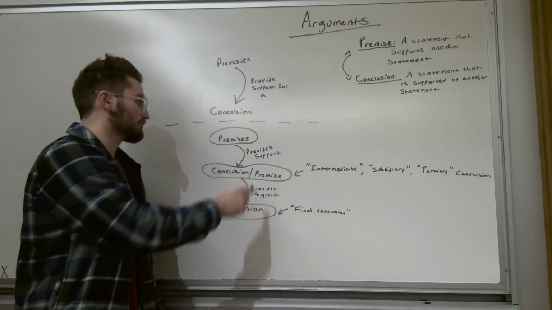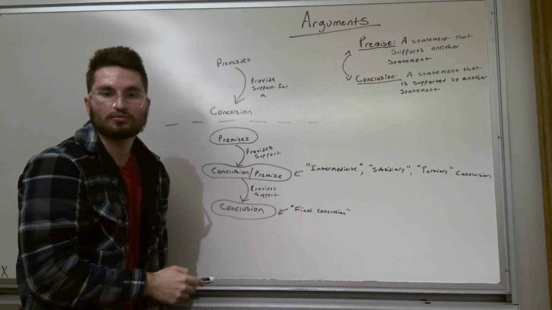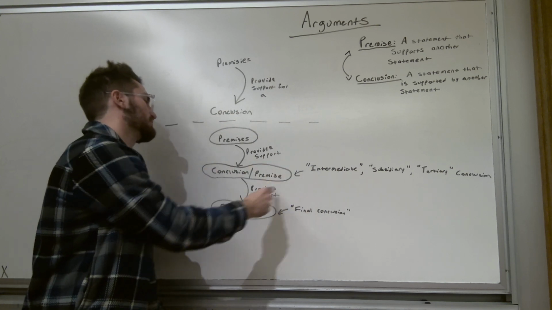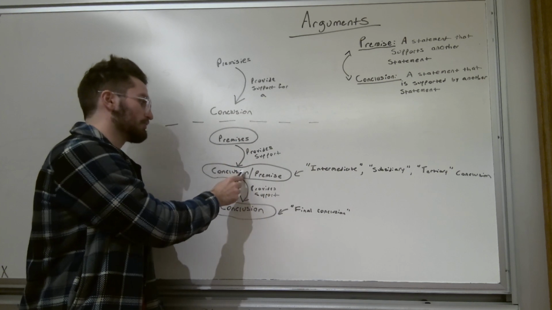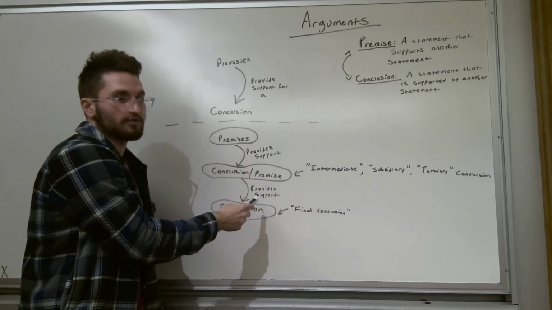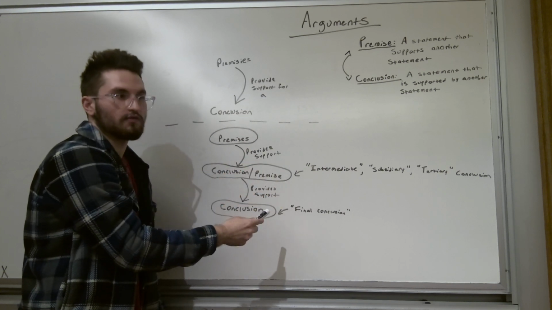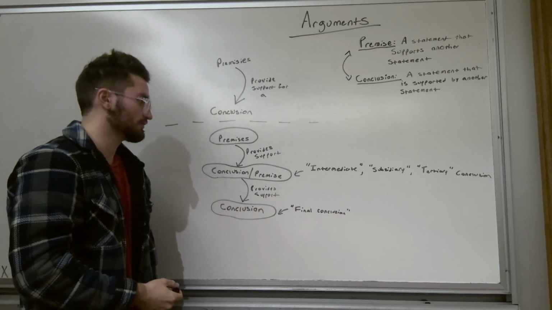Now keep in mind that there can be multiple intermediate conclusions. There doesn't just have to be one. So you can have an argument that has premises that support an intermediate conclusion, which supports another intermediate conclusion, and so on and so forth until you reach that final conclusion.